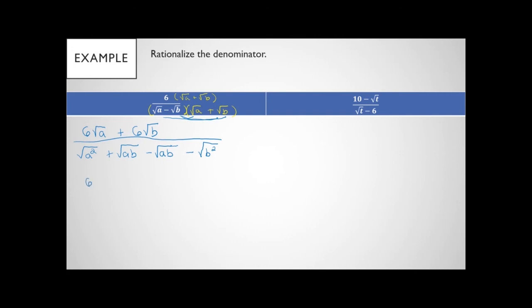So on top, we have 6 square root of a plus 6 square root of b. In the denominator, square root of a squared cancels, so we're left with a. Square root of ab minus square root of ab, those cancel. And then we have minus, and our square root and the b square, we're canceling those out, and we're left with just b.